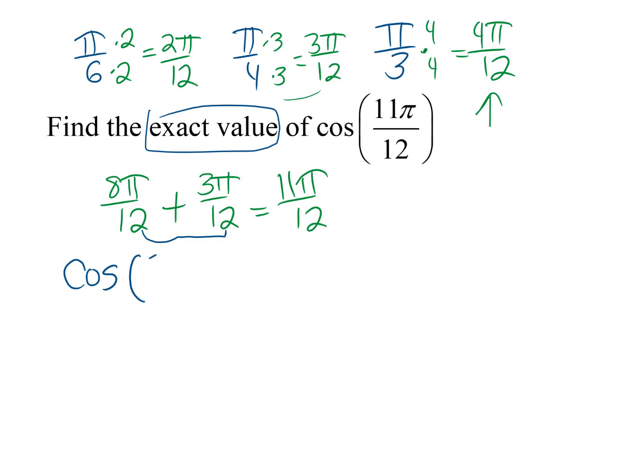So this first one is 2 pi thirds. I'm just reducing these fractions. And the next one is pi fourths. So if we add those two together, it looks like what I have above, and it's 11 pi twelfths.